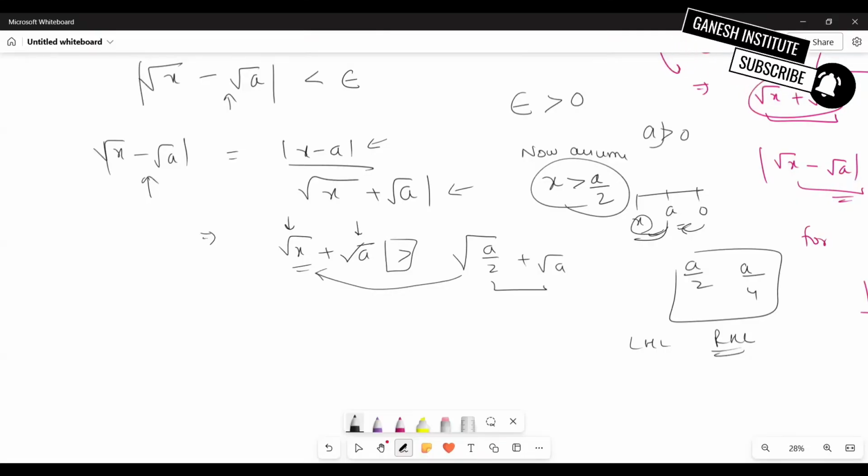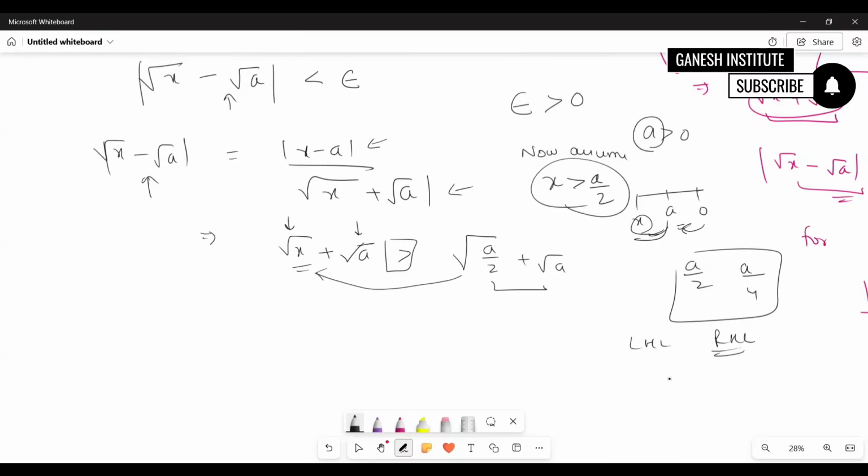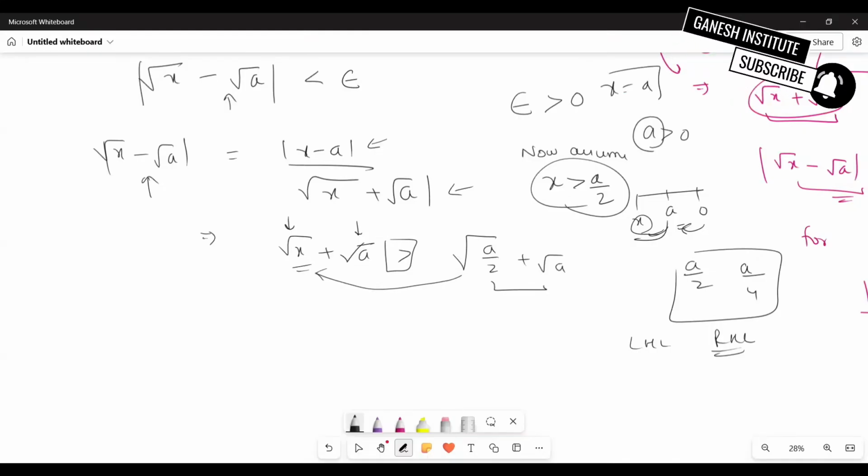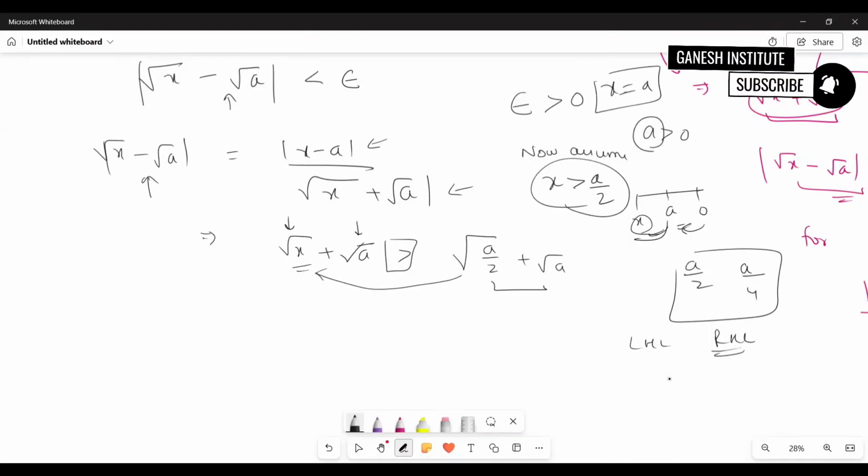So that means you are considering X as the higher value only, but you can't actually consider X as A, because this is what you have to prove, that root X is root A only. So you have considered half of A or 1/4 of A, and you have assumed that X is greater. Why greater? Because the more the value you are having, in spite of the fact that the value is more, you are making the function bounded. Okay?